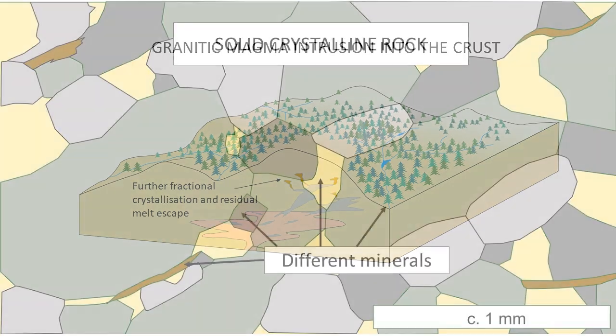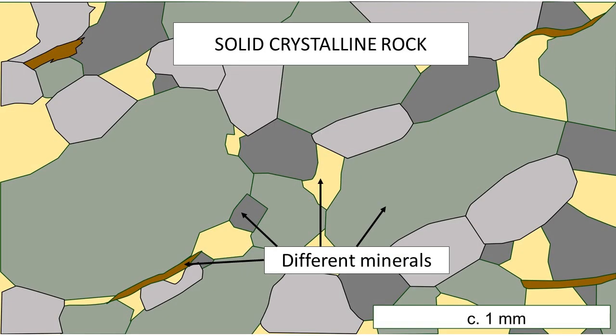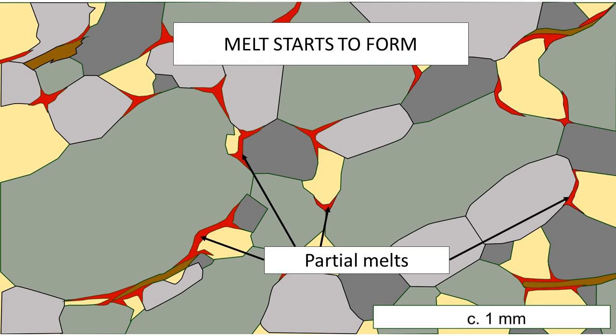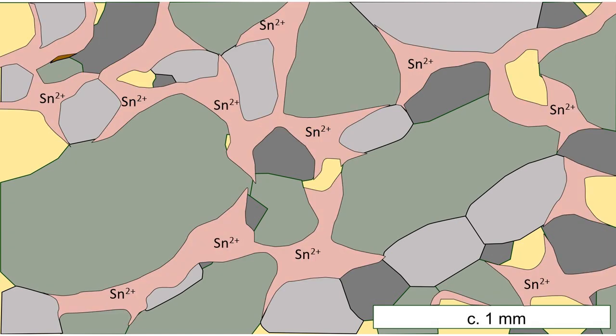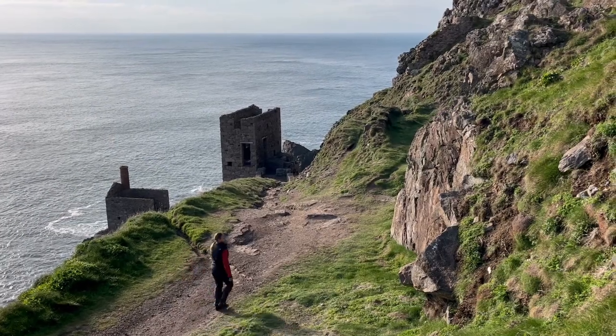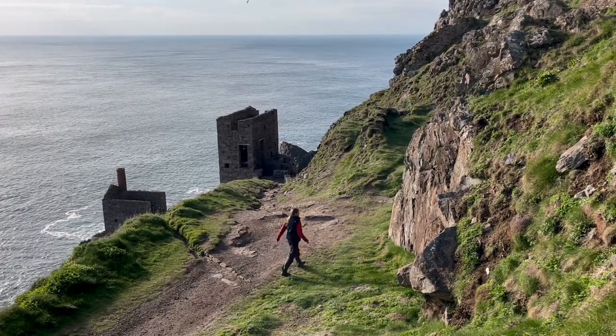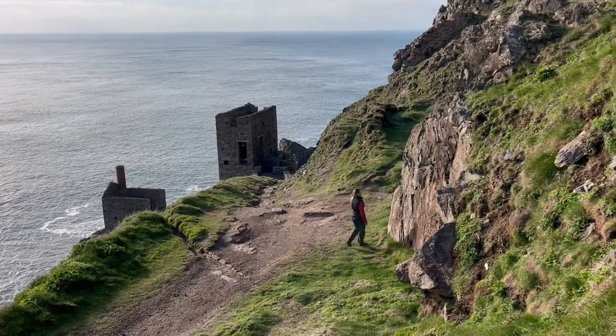But the reverse can also happen. If a solid volume of rock is heated up, it may experience partial melting, and the first elements to go into the melt are the incompatible elements. If the original rock contains tin, it will be enriched in these partial melts and fluids, which can then be transported away along faults and fractures and form new tin-rich granite bodies.